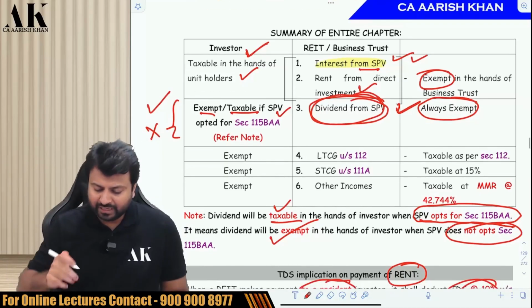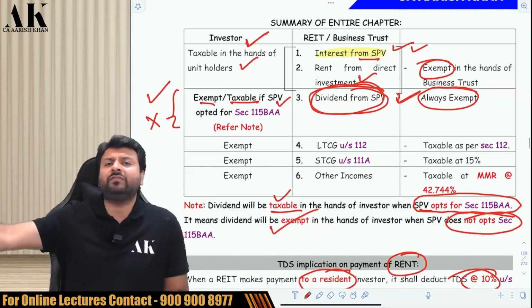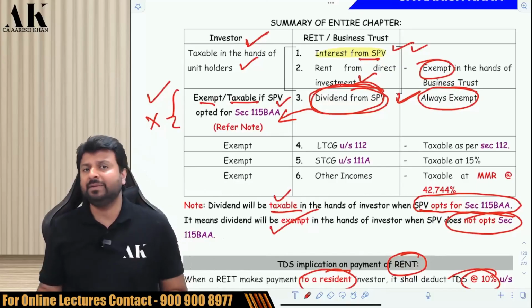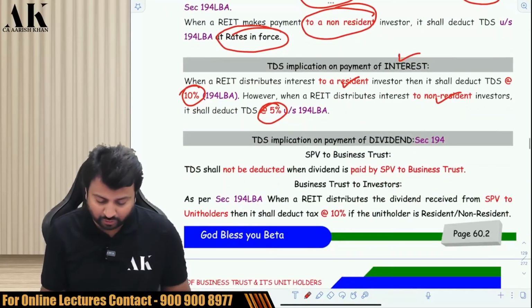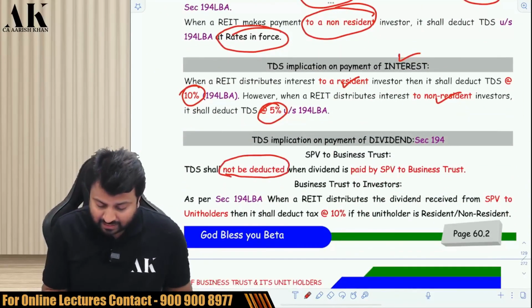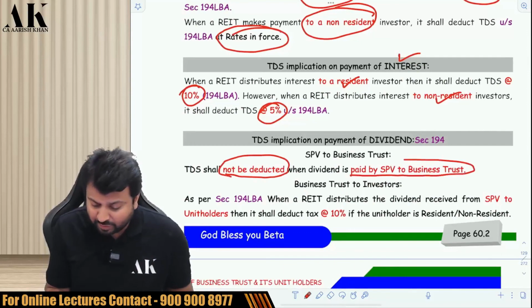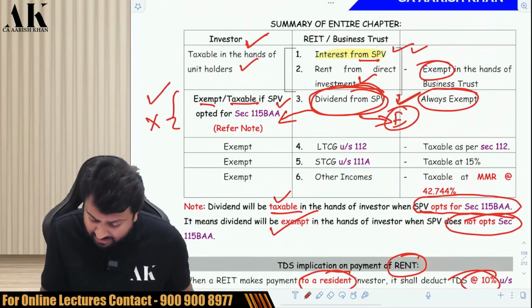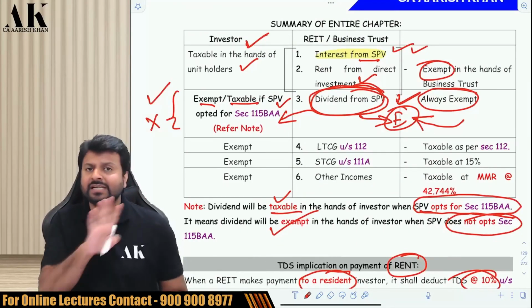Now, therefore, if the SPV has opted for 115BAA, the investor has to pay tax, and if the investor has to pay tax, the business trust has to deduct TDS here also. TDS shall not be deducted when the dividend is paid by SPV to business trust, because in the hands of business trust, it is always exempt. When SPV makes the payment to business trust, it is always exempt.